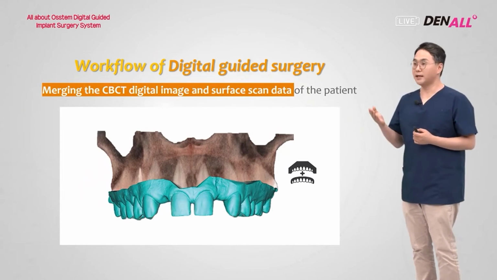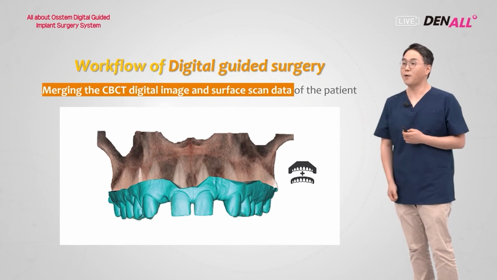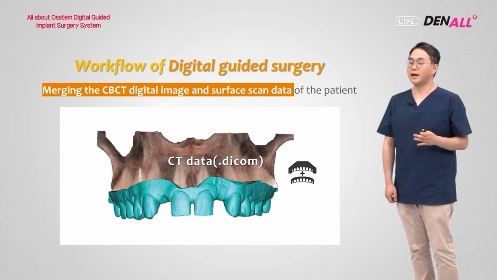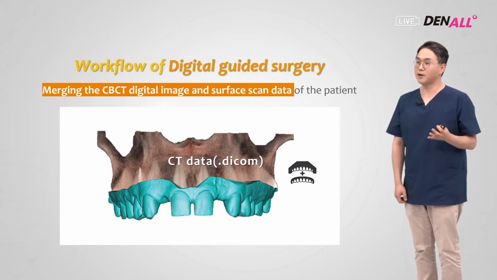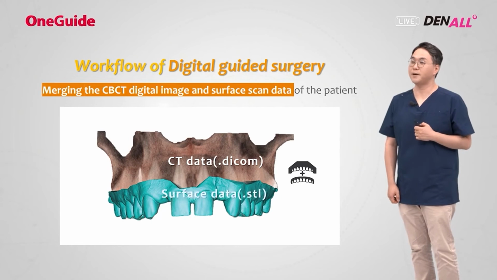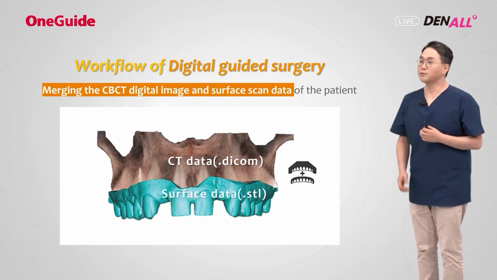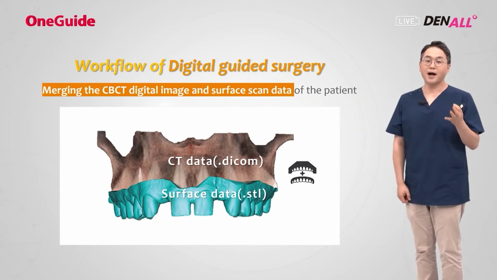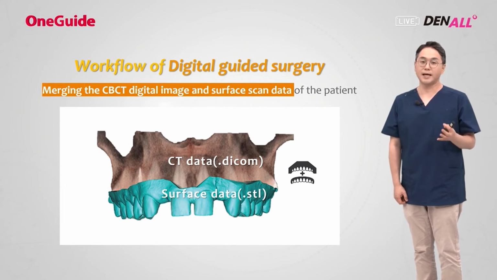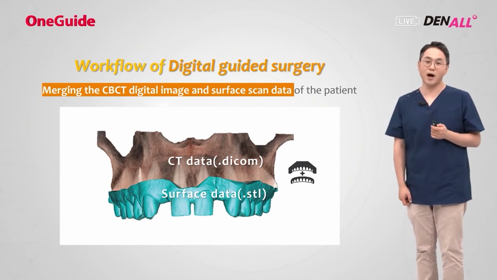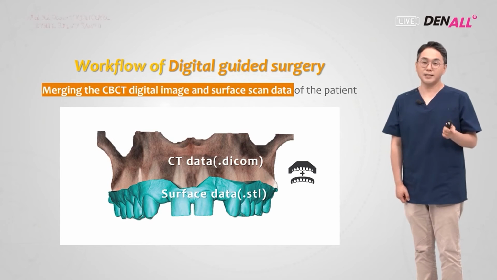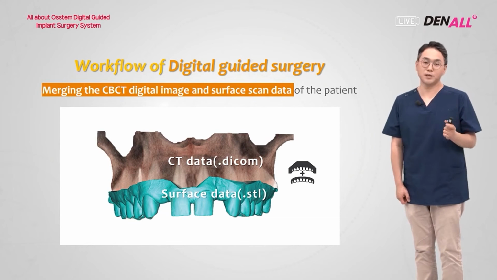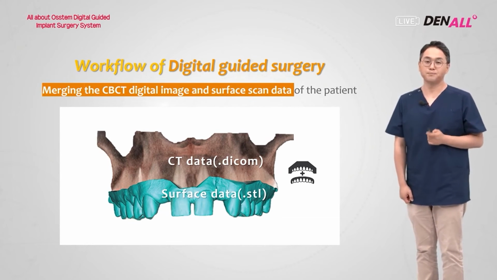If you take a CT, the extension of the actual data gained from CBCT is called DICOM, and 3D data with volume from surface scanning is called an STL file. So you need to merge the two different files into one. We call it merging when we merge the CT and surface scan data. And the teeth on the CT and the teeth on the surface scan are superimposed.